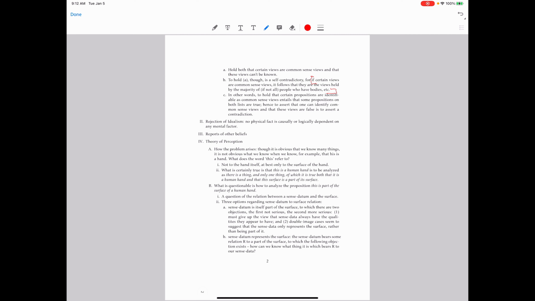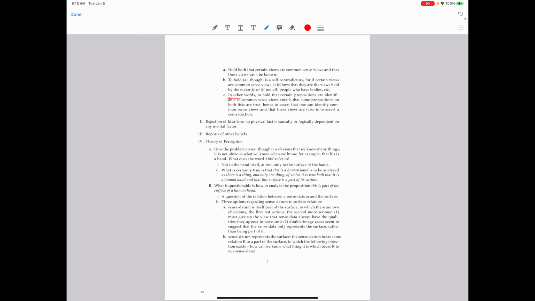Now, you should be furrowing your brow at this point. This claim is certainly true, but it doesn't look like that has anything to do with the view in question being self-contradictory, because this conditional claim itself is not self-contradictory. So we need something more than just this initial claim that if certain views are common sense views, then something follows about stuff on our list. How does that show that the expression of skepticism is self-contradictory?